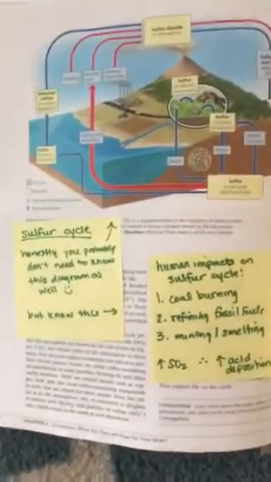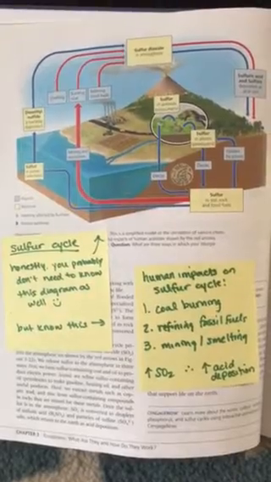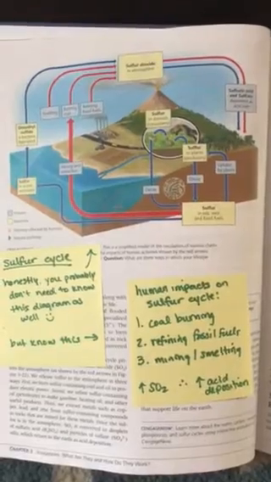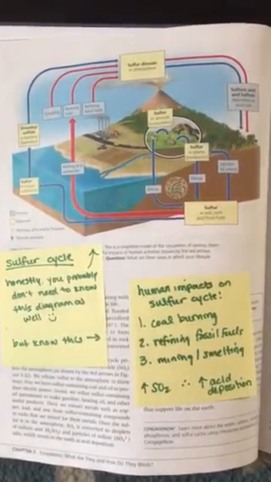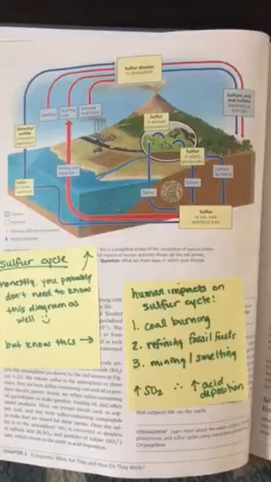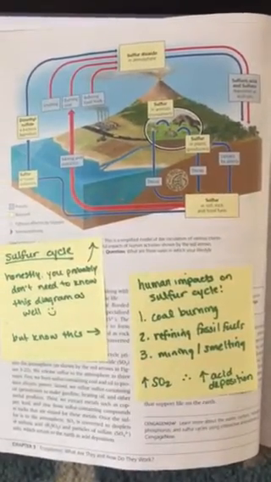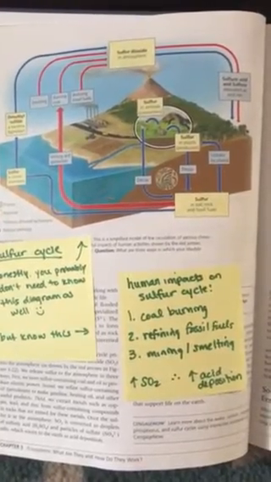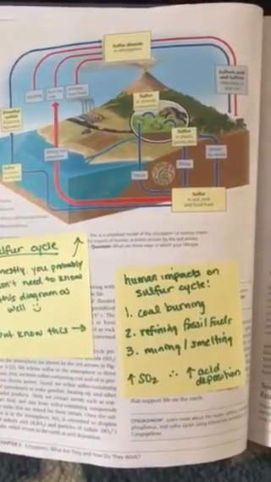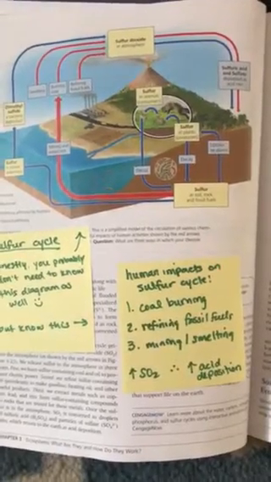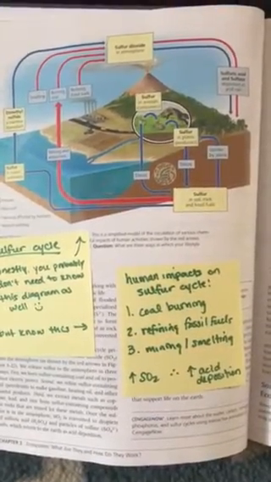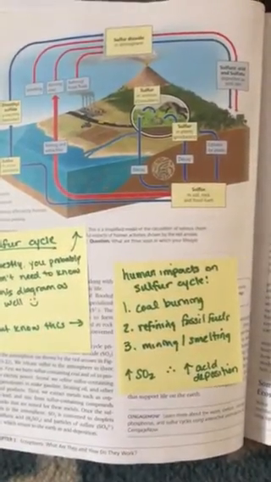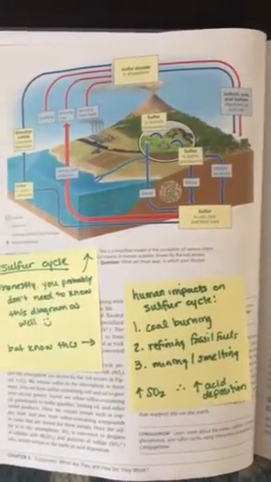And then your final cycle, and this one's probably new to you, is the sulfur cycle. You probably don't need to know this diagram super well in terms of the processes, but you definitely need to know how humans are impacting the sulfur cycle. Coal burning releases sulfur, as do refining fossil fuels and mining and smelting. Sulfur comes up most often when talking about an increase in sulfur dioxide in the atmosphere through things like coal burning and fossil fuel refining, and that can increase acid deposition.